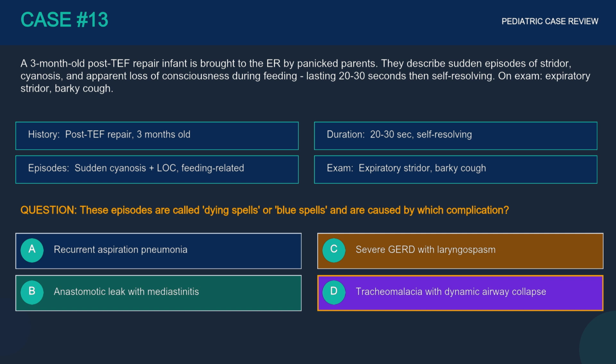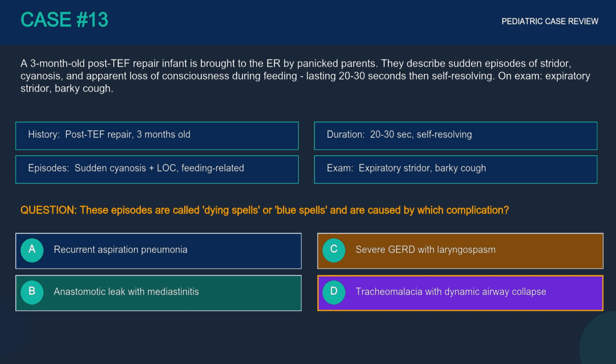They describe sudden episodes of stridor, cyanosis, and apparent loss of consciousness during feeding, each lasting 20 to 30 seconds and then self-resolving. On examination, the infant has expiratory stridor and a barky cough. The question is, these episodes are called dying spells or blue spells. Which complication is causing them?